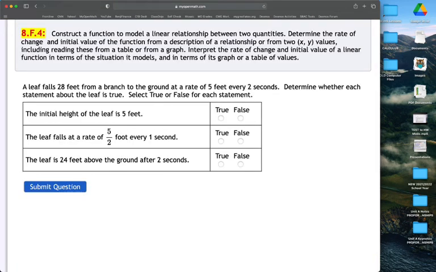Continuing with the standard 8.F.4, where we are trying to construct a function to model a linear relationship between 2 quantities. In this particular problem, a leaf falls 28 feet from a branch to the ground at a rate of 5 feet every 2 seconds. Well, we could think about this as a linear function. If the leaf started at 28 feet above the ground, we know the initial value is positive 28, and it's falling at 5 feet for every 2 seconds. That would mean that our slope is 5/2.